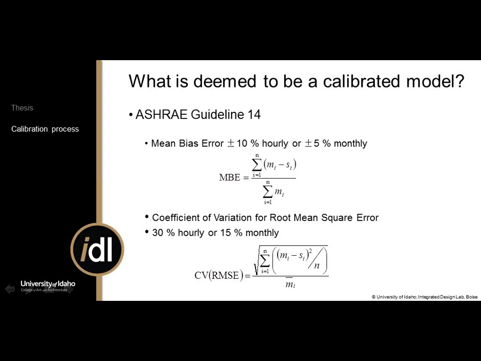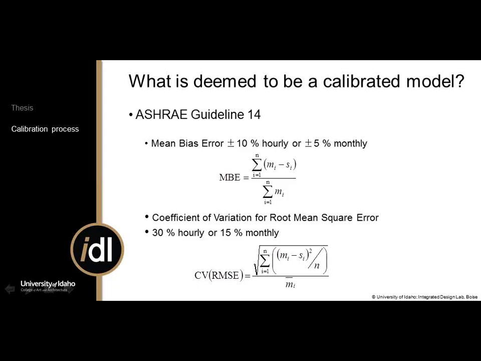Another thing that the ASHRAE guideline doesn't state is where these measurements came from. Researchers think that when energy modeling started back in the 70s, it was standard practice to get these tolerances, between 30% and 50% for the coefficient of variation and 10 and 5 for the mean bias error. So it's also unclear where these tolerances came from.